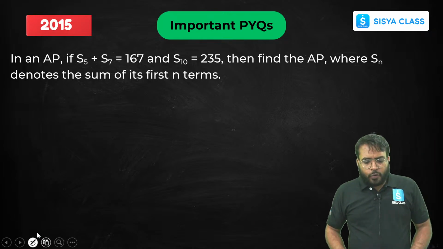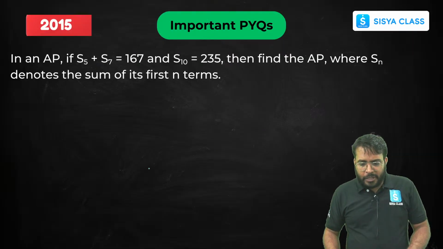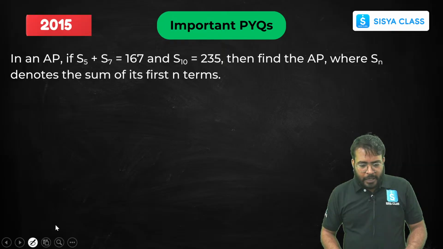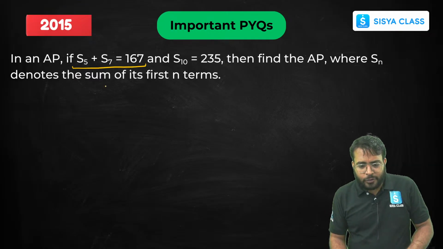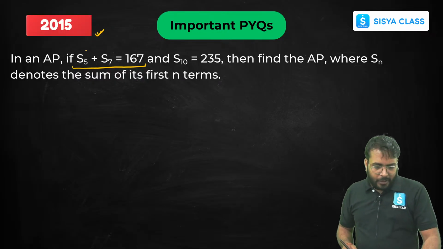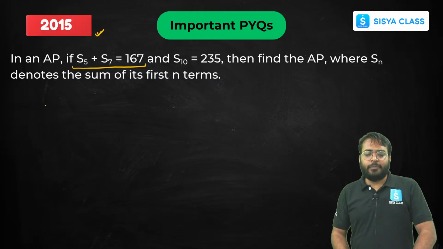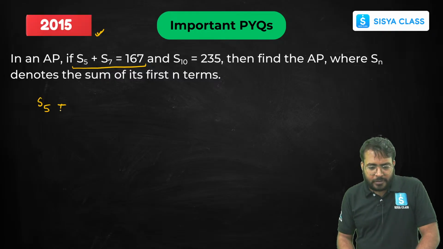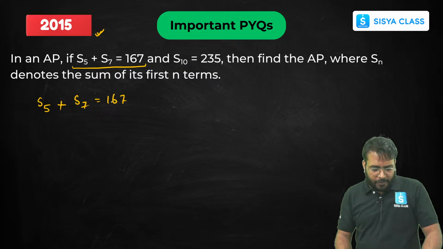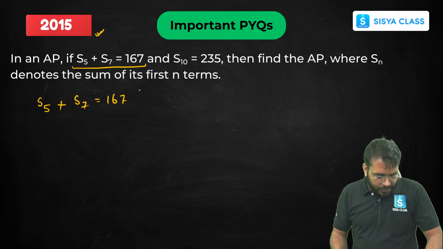Now the 2015 question. Okay, what they have given: S5 plus S7 is equal to 167. S5 means the sum of 5 terms, S7 means the sum of 7 terms. They have given 167.